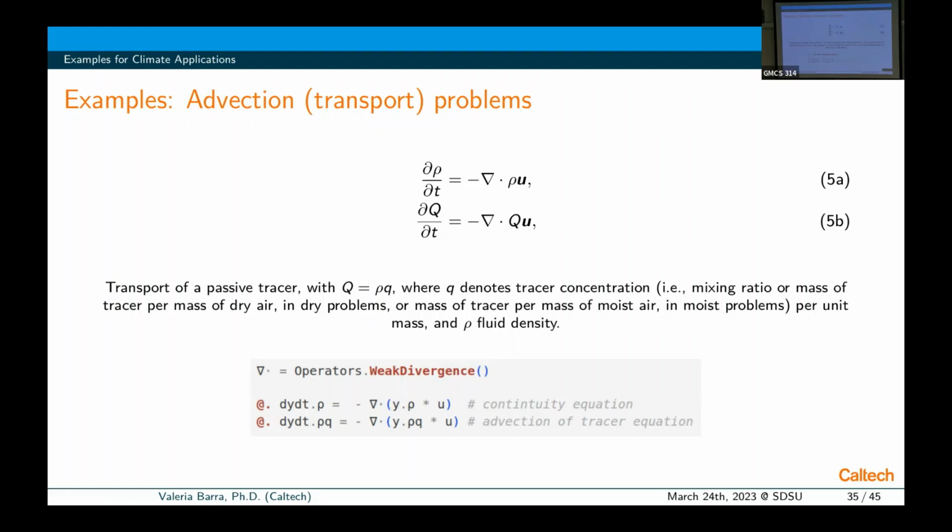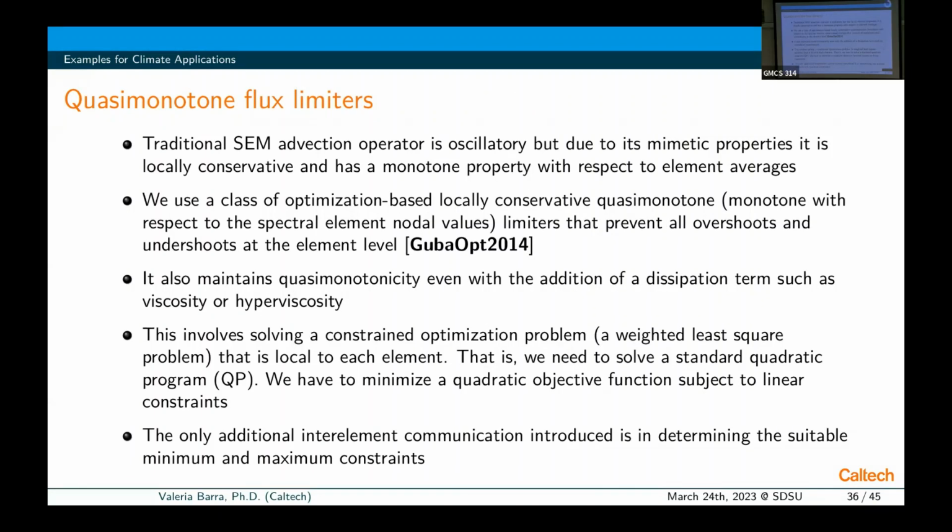So again, how we define this in our interface, it will be just these two very simple lines, and it really looks like the math. But we may have some problems because we use spectral element methods, and we know that the spectral element advection operator can be oscillatory, especially at high orders, because of the Gibbs phenomenon. But we also know that it has some nice mimetic properties, like it's locally conservative, and it has a monotone property with respect to element averages.